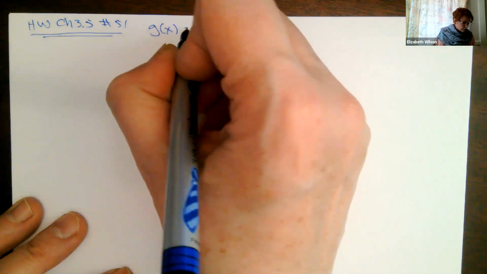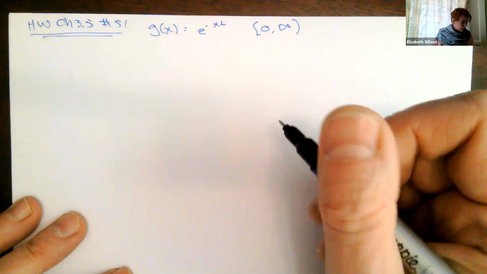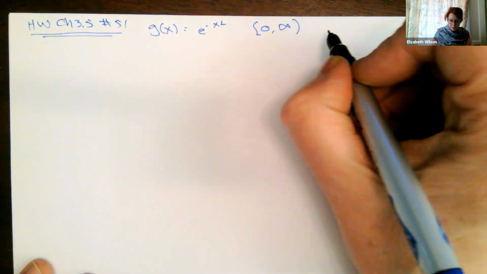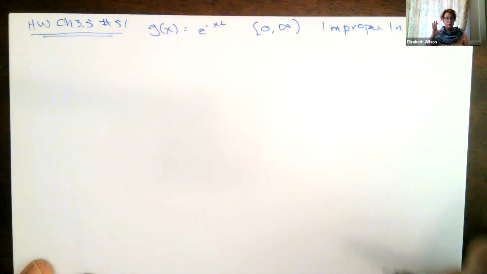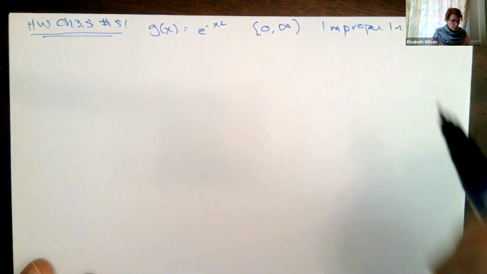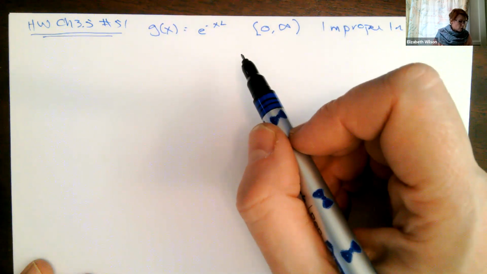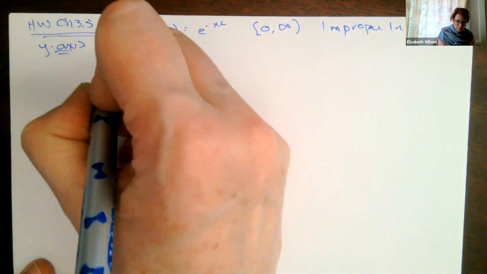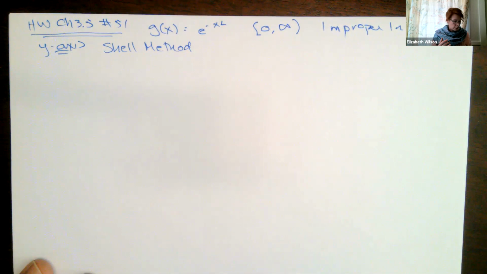All right, so we've got the function g of x equals e to the minus x squared, and we're going to go from 0 to infinity. Calculate the volume. This is going to be an improper integral. When I'm going from 0 to infinity, I should be thinking right away improper integral. The region lies below the graph of g of x and above the x-axis, and we're going about the y-axis. When we go about the y-axis, remember, you should be thinking shell method, because that's how you want to work your way through it.